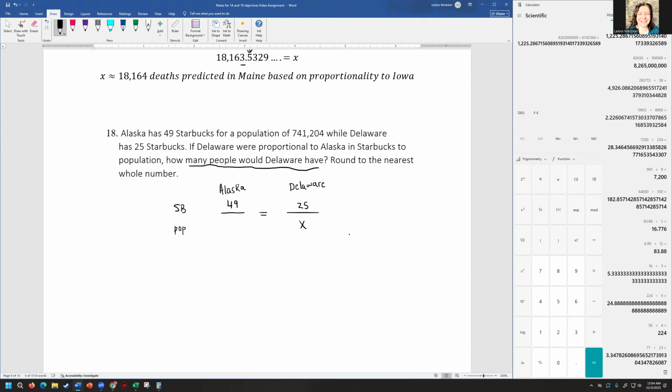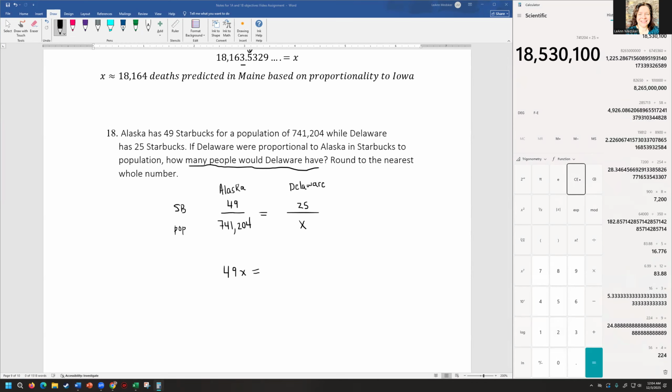We have a population in Alaska of 741,204. And again, the question was, how many people or the population would Delaware have? And we're going to round to the nearest whole number. So if I cross multiply, we'll get 49x for the first diagonal equals 741,204 times 25. So that's 18,530,100. We'll divide both sides by 49 to get x by itself.